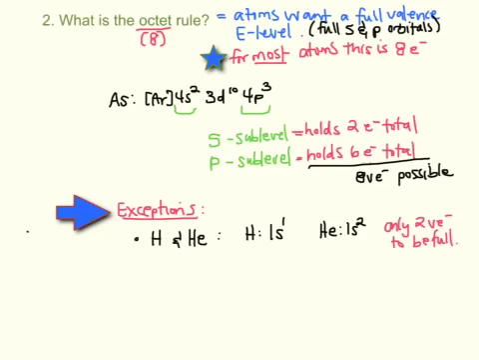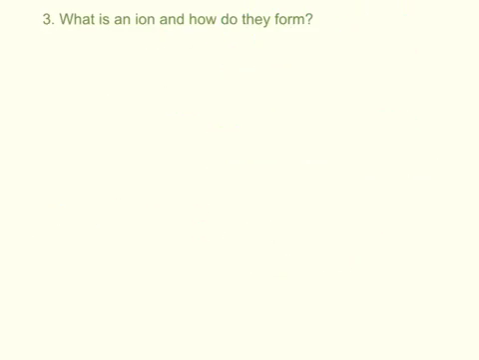The second exception is boron. Boron only wants 6 valence electrons. So it doesn't need an octet either. It only needs 6 valence electrons. And there is a reason, but you don't need to know the reason, you just need to know the exceptions. And there are going to be other exceptions along the way, and I will note those as we get to them.